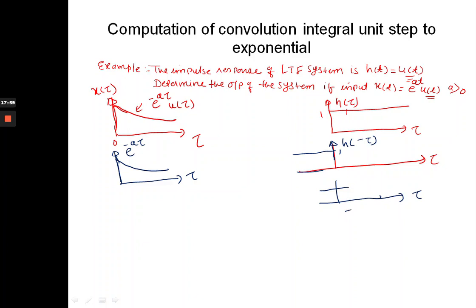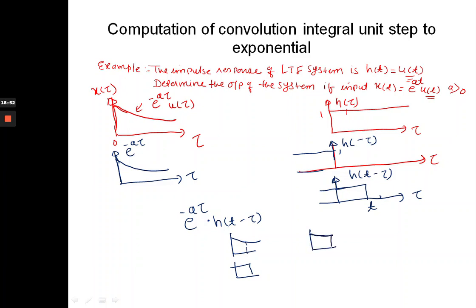Here, this one is t. If we multiply this signal with this signal, then the multiplication will exist from this point, and we are getting the signal e raised to minus a tau and the signal h of t minus tau. We multiply these signals, and after multiplying we get the signal like this.